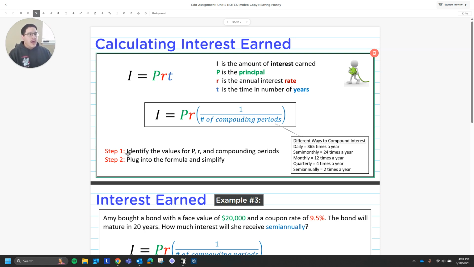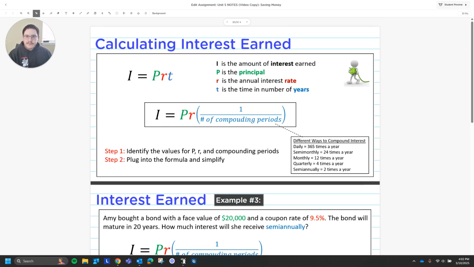So step 1 with the problems that we're going to do is to identify the values for the P, R, and the compounding periods. The amount of time it takes is going to be a fraction. We're going to plug into the formula and then simplify. Okay. So before we do that, let's talk about bonds real quick.